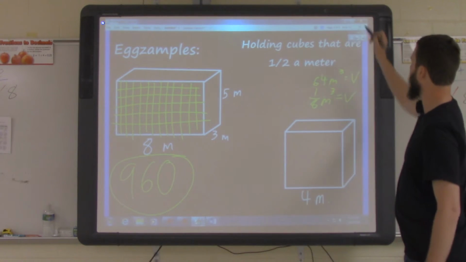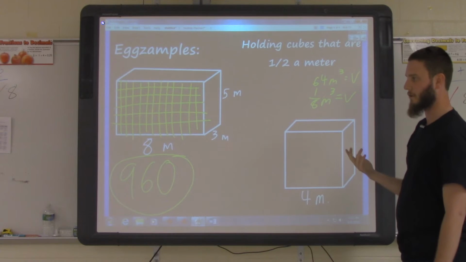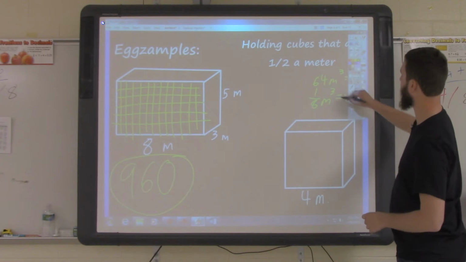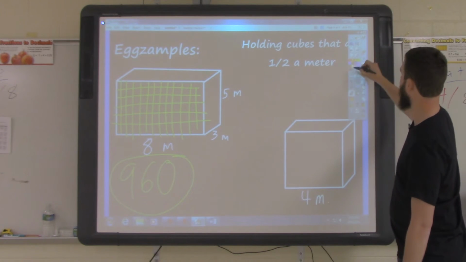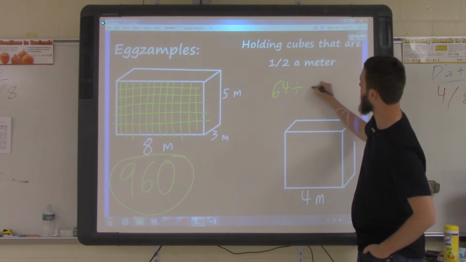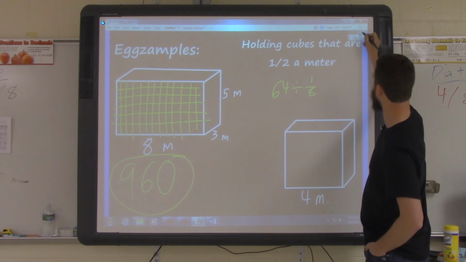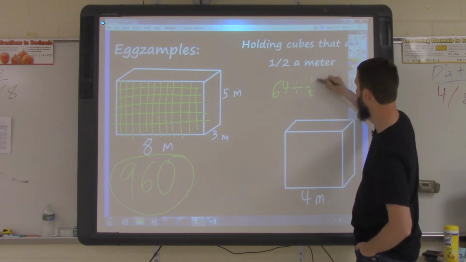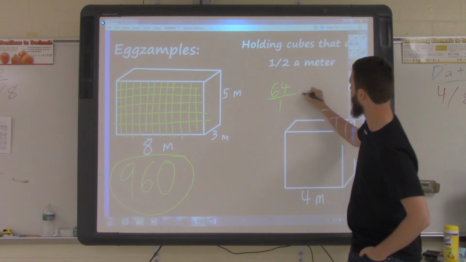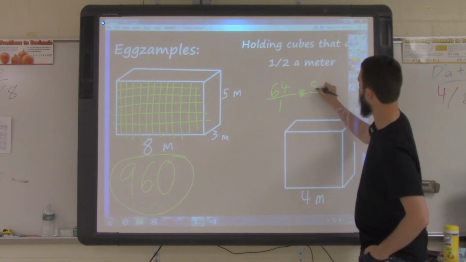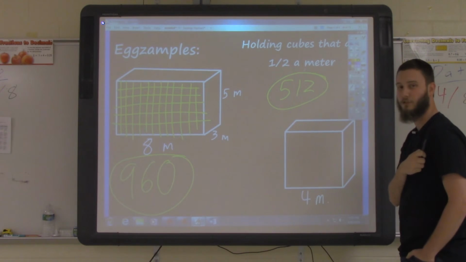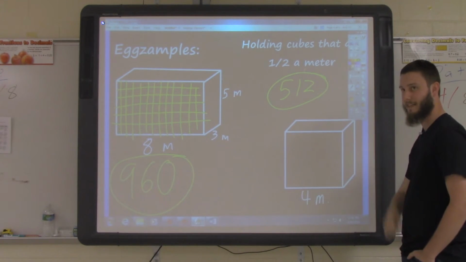Back over to this cube, we have 64 meters cubed as our volume, and we have 1/8 meters cubed for our capacity. Once again, we're going to do 64 meters divided by 1/8 meters. Of course, we have to remember that since this is a division of fractions, we are going to use keep, change, flip. 64 over 1 multiplied by 8 over 1 is going to give me a capacity of 512 cubes being able to fit inside this box.